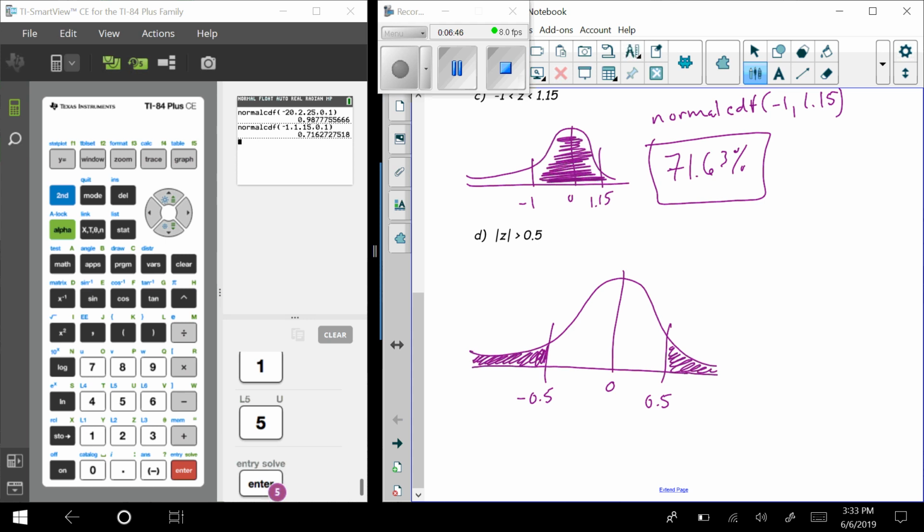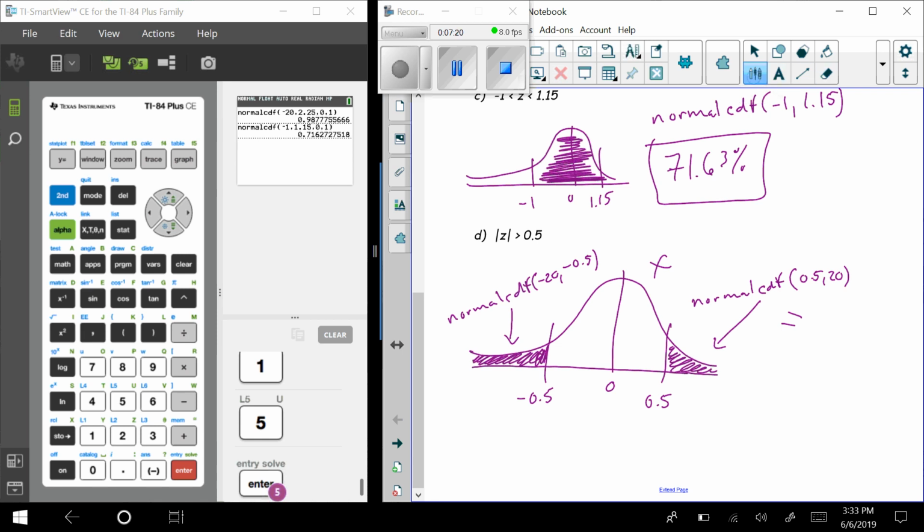Now, there's so many different ways to do this one, it's ridiculous. You can either do this one individually. Over here, this would be a normal CDF of -20 till -0.5, right? That would give me this section, and then I could add this section in, normal CDF of 0.5 up till 20. That would give me this section. Okay, I could just add those two up, and then I could get my answer, right?